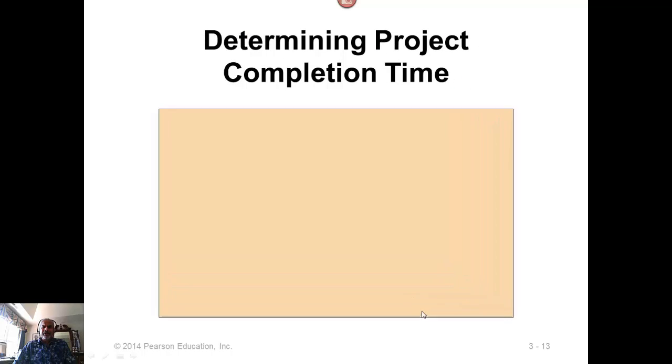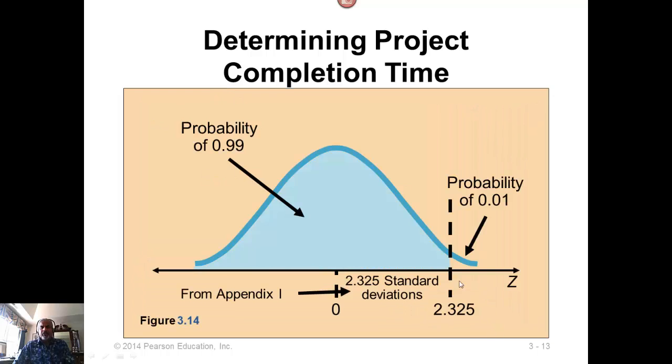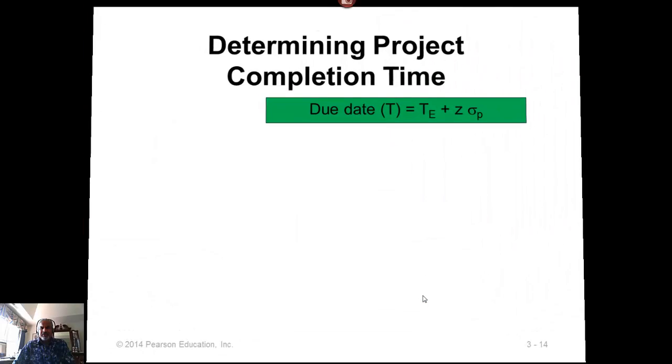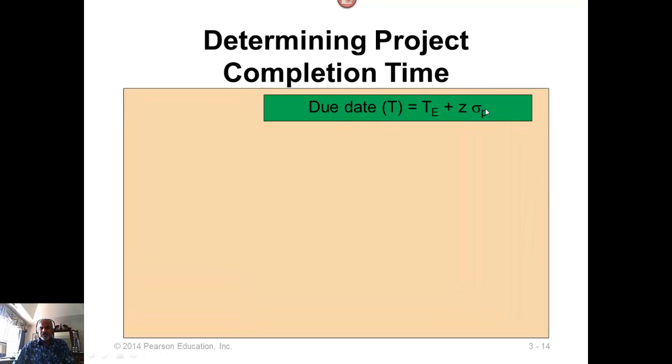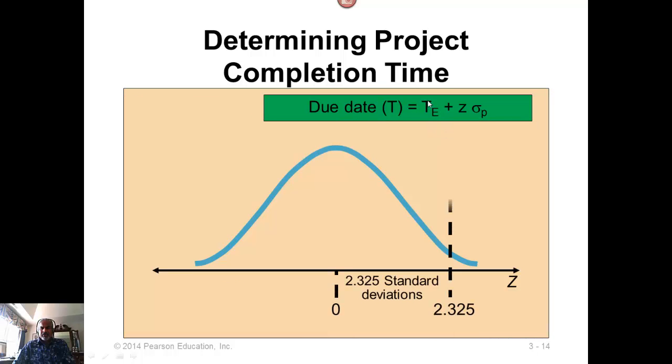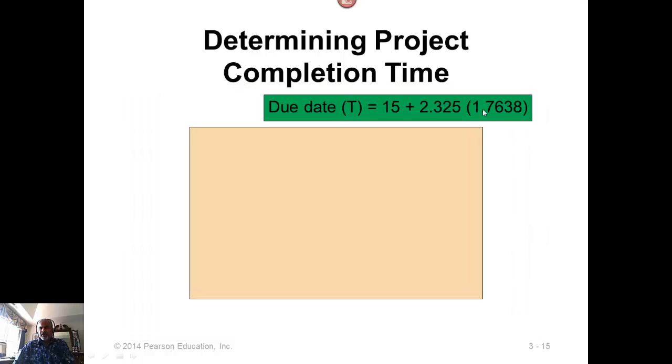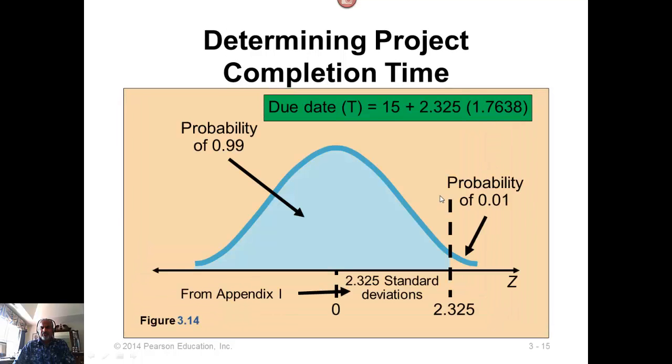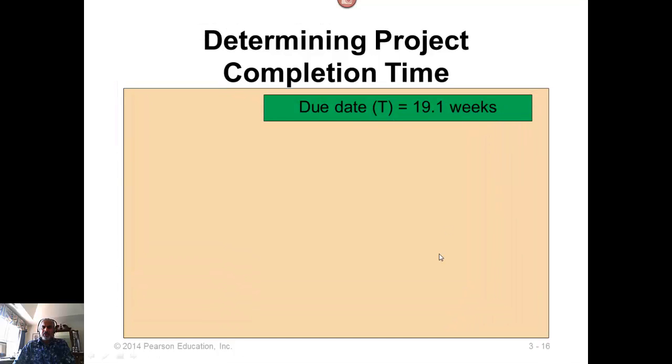Now you can turn this around and say, all right, the probability is given and we want the due date for that probability. Then this is the probability of completion. Now go to the normal distribution table and find z. That z is 2.325. Then the due date is given by this formula: T sub e plus z times sigma sub p. So T sub e is 15. Z, we just looked it up, is 2.325, and then substitute sigma there, and you get your due date, which is 19.1 weeks.